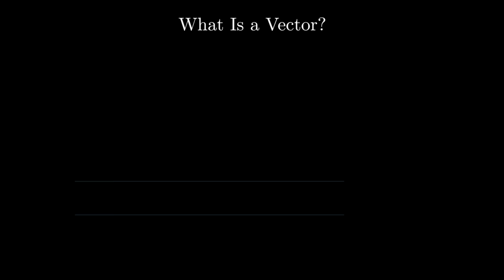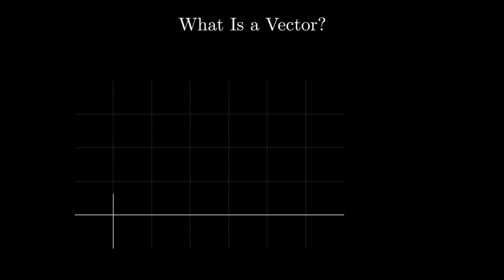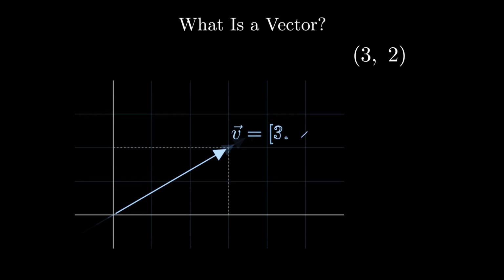So what exactly is a vector? Let's start with these two numbers, 3 and 2. On a coordinate plane, they tell us to move 3 steps to the right and then take 2 steps up. Now draw an arrow from where we started to where we ended and we get a visual picture of the vector.